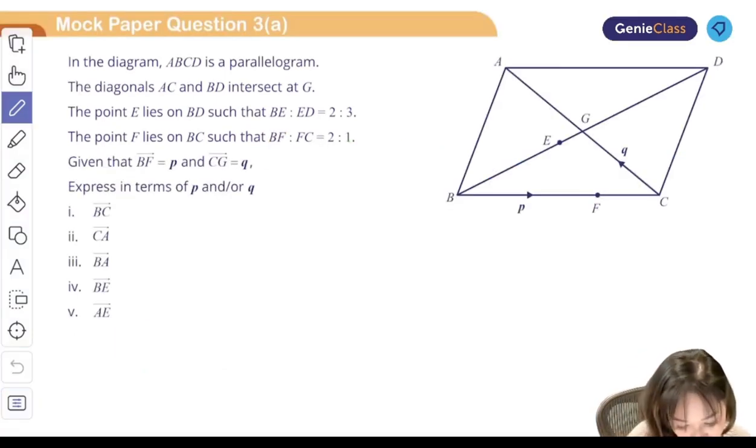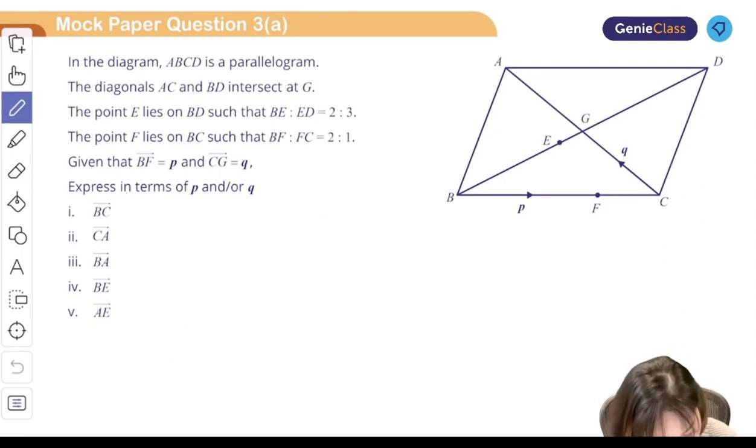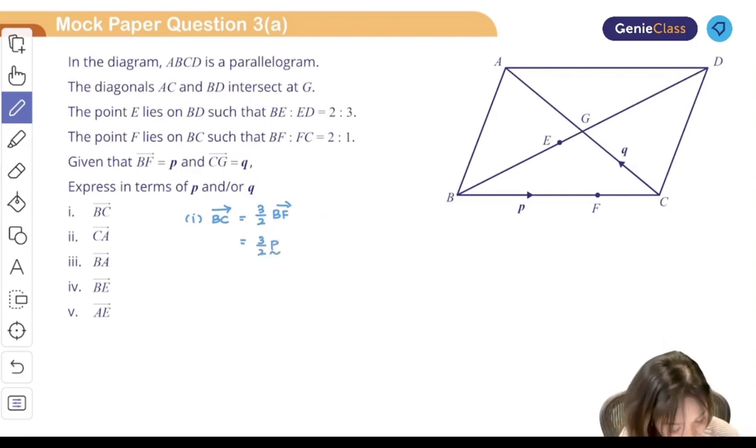Now, back to the actual question. So 3A, part 1: express in terms of P and or Q, vector BC. So how to find vector BC? We know that BC is equal to 3/2 of BF, where BF is equal to vector P. So BC equals 3/2 P. Can?